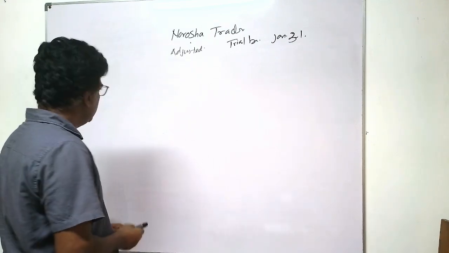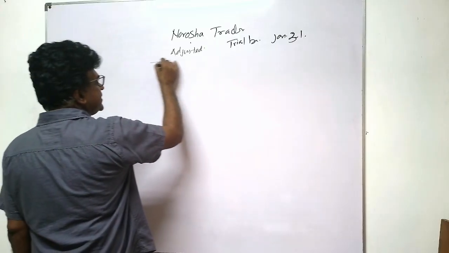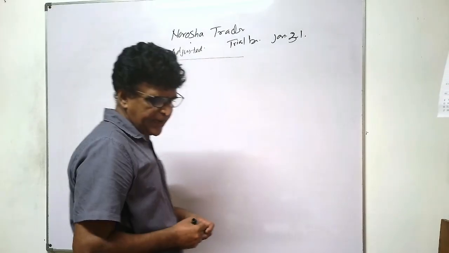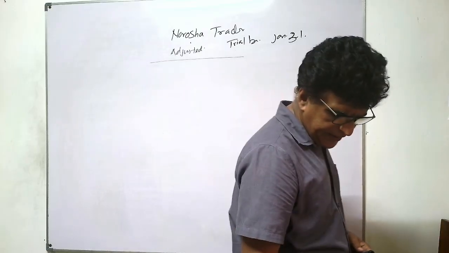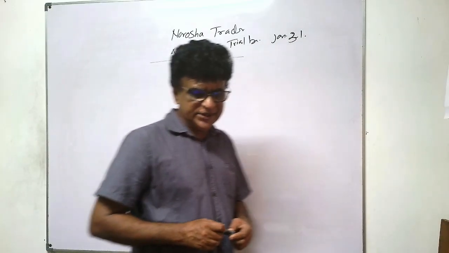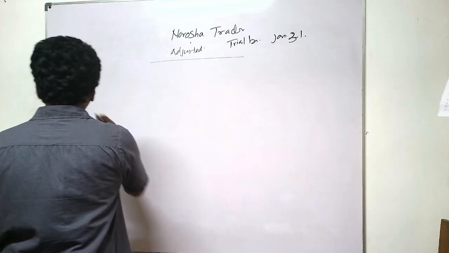Okay, now for this adjusted trial balance, this is the format, right? This adjusted trial balance, we are not going to put dates one by one, right?